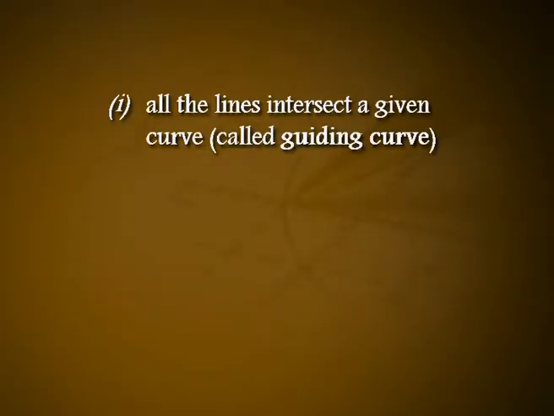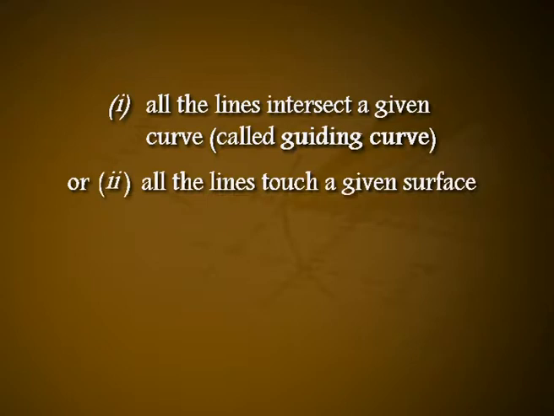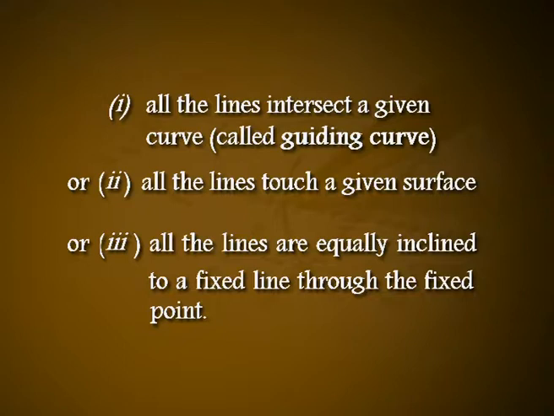We have already discussed that a cone is a surface generated by lines, all of which pass through a fixed point called the vertex, and all the lines intersect a given curve called the guiding curve, or all the lines touch a given surface, or all the lines are equally inclined to a fixed line through the fixed point. The moving lines which generate a cone are known as its generators. When the moving lines satisfy condition 2 in the definition of a cone, we term the cone an enveloping cone.